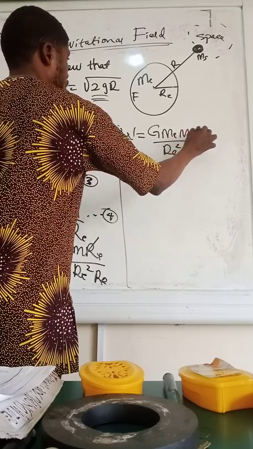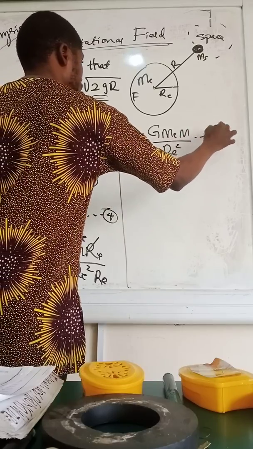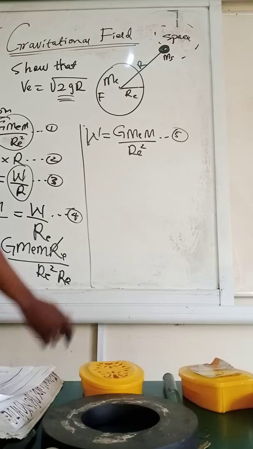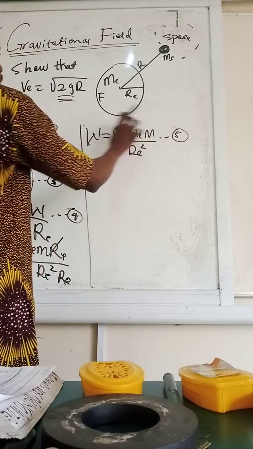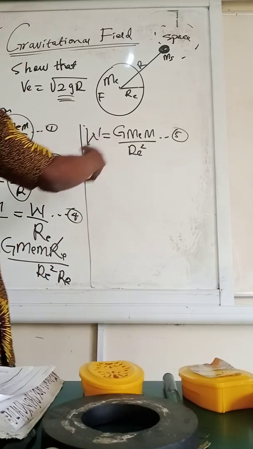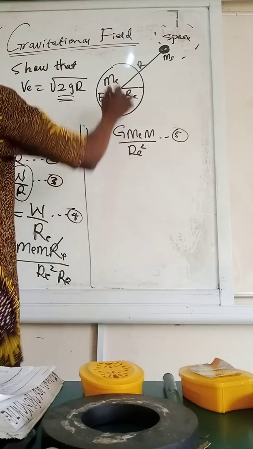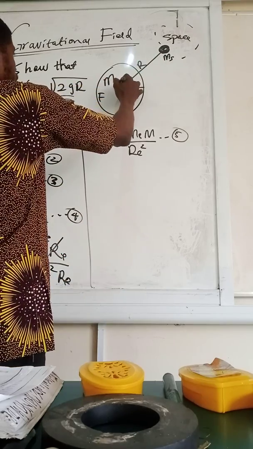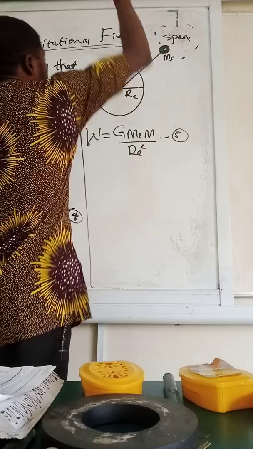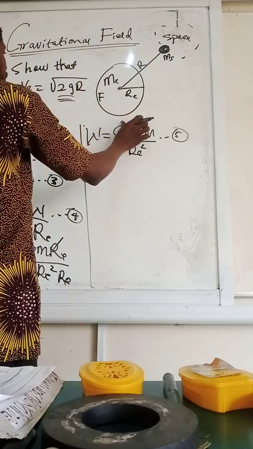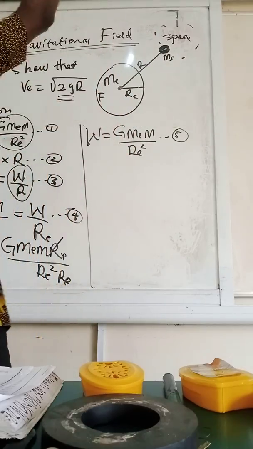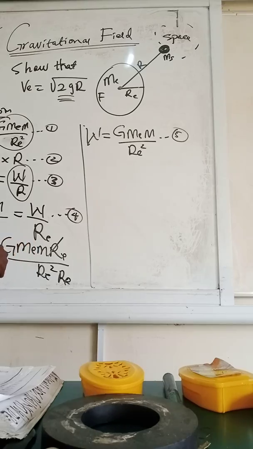RE squared. Call this equation number 5. Equation number 5 is the work done against gravity to take this satellite away from the center of the Earth to a point in space where it will experience the force of gravity but keep floating in space. That is it.